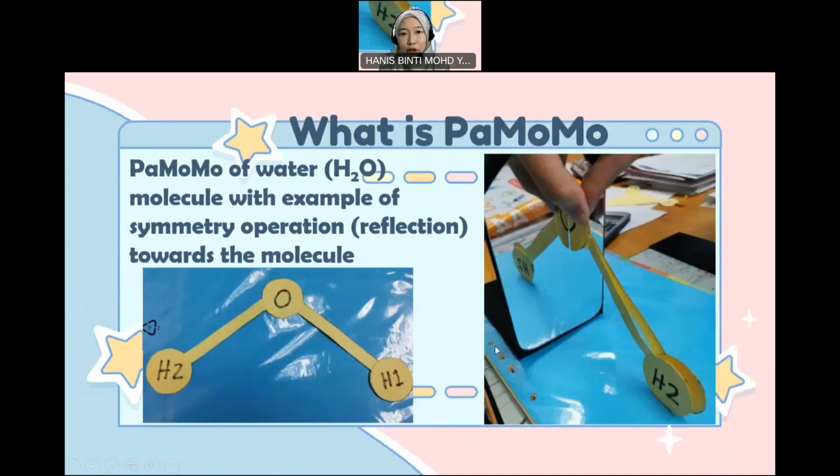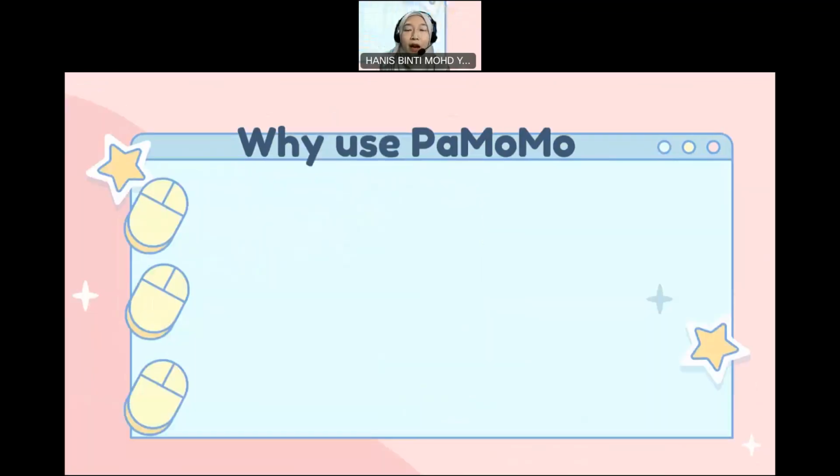Another example shown here is water, with its symmetry operation, which can be seen reflected using a mirror towards the molecule. There are several more examples of symmetry operations that can be carried out, which are rotation and inversion.